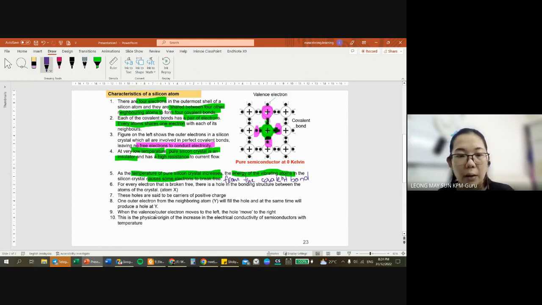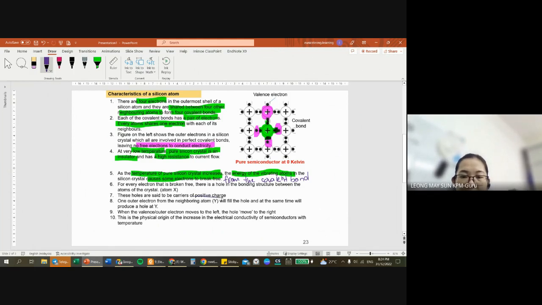Later on, I will let you know what a hole is about. It's in the next slide. So holes are said to be the carriers of positive charge. One outer electron from the neighboring atom will fill the hole and at the same time produce a hole at Y. So when the valence or outer electron moves to the left, the hole will move to the right. So this is the physical origin of the increase of electrical conductivity of the semiconductor with the temperature.